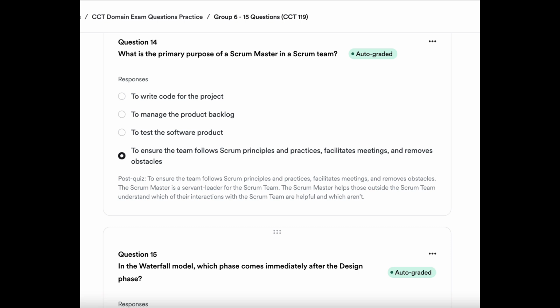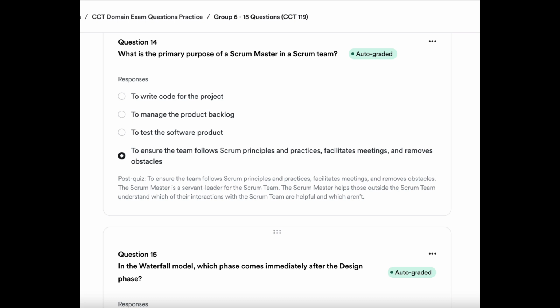What is the primary purpose of the Scrum Master in a Scrum team? A, to write code for the project. B, to manage the backlog. C, to test the software product. Or D, to ensure the team follows the Scrum principles, practices, facilitates meetings, and removes obstacles. Removing obstacles is a key factor. Yeah, I gave it away, I know. D, it is D, right?